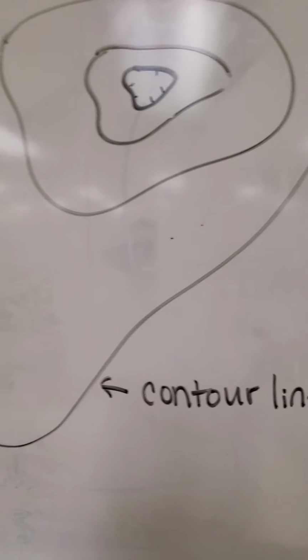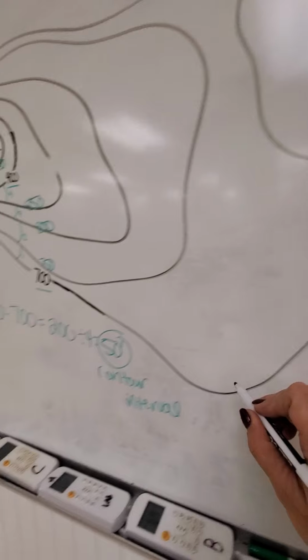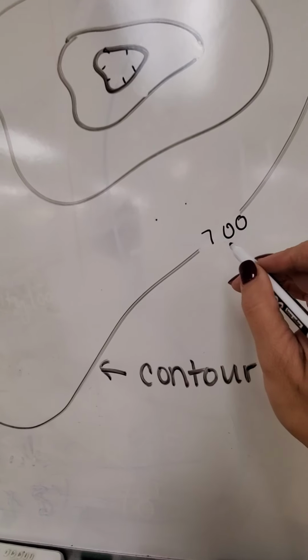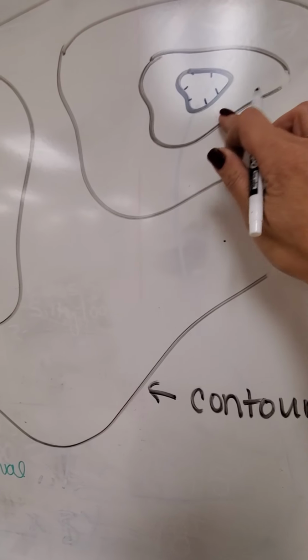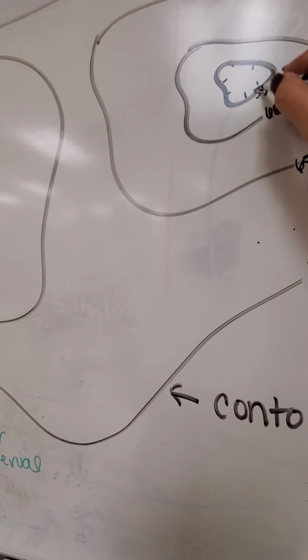Okay, so we know that it's moving downhill, and we know that this is 700. How do we know it's 700? Because we follow this line over here. That is 700. So instead of adding 50 every single time, we're going to subtract 50. So now we know this is 650. This is 600, and this is 550.